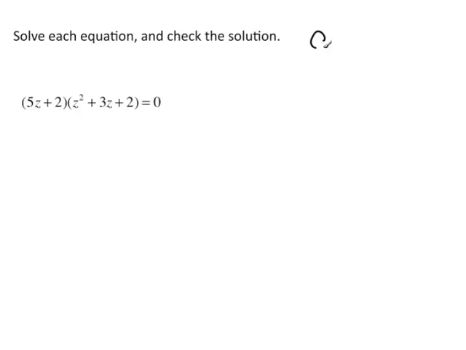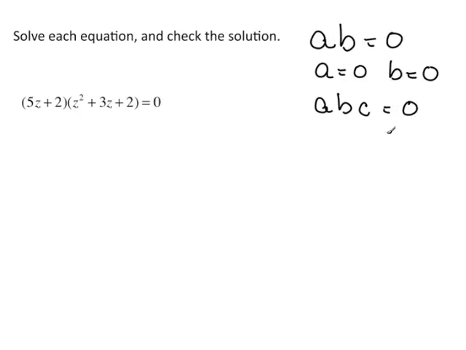Remember that property states that if a times b is equal to 0, then a is equal to 0 or b is equal to 0. In this case, we're going to end up with something like a times b times c is equal to 0. So we're going to get a is equal to 0, b is equal to 0, and c is equal to 0. So when you have something equal to 0, basically what you need to do is find all the factors on the left-hand side and set each of the factors equal to 0.